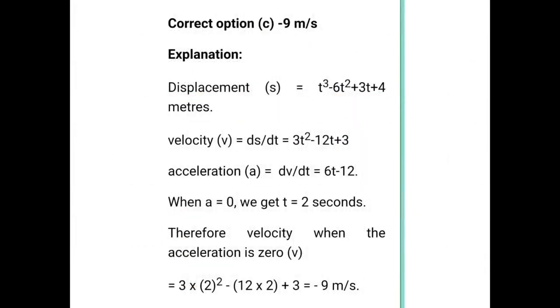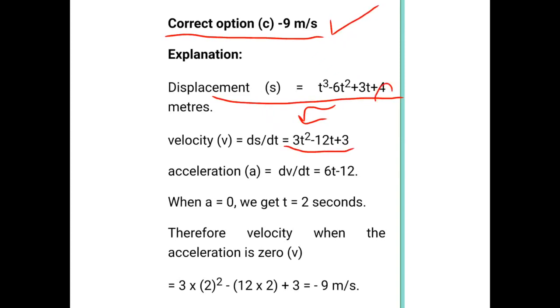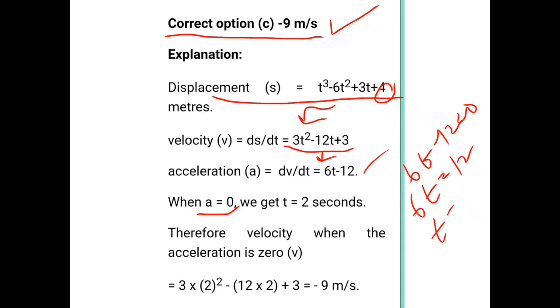The answer for question number 25 is option C, minus 9 meter per second. They have given the formula for displacement s equal to t cubed minus 6t square plus 3t plus 4. If you differentiate it, you will get 3t square minus 12t plus 3, because 4 is a constant and becomes 0. Again if you differentiate it, you will get 6t minus 12, which is a. Suppose a is equal to 0, then 6t minus 12 is equal to 0, 6t is equal to 12, so t is equal to 2 seconds.